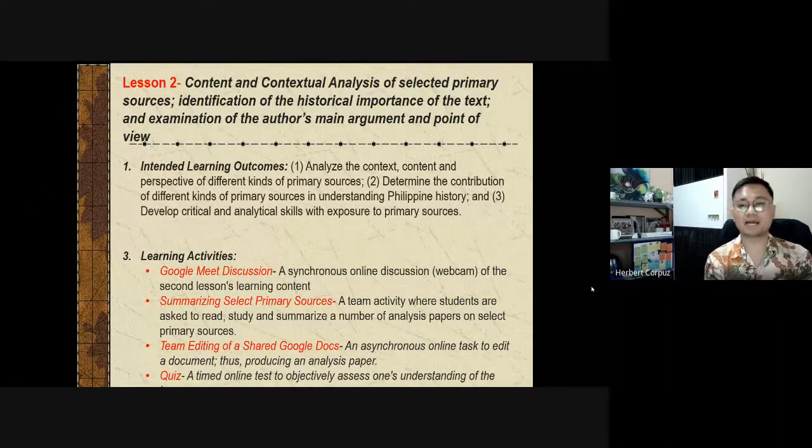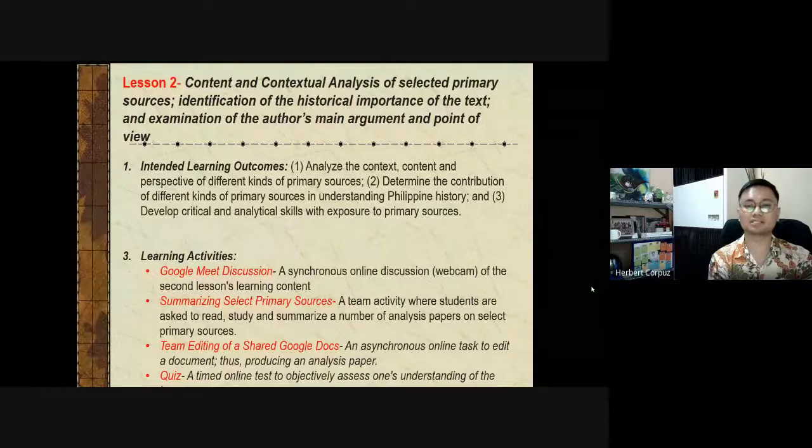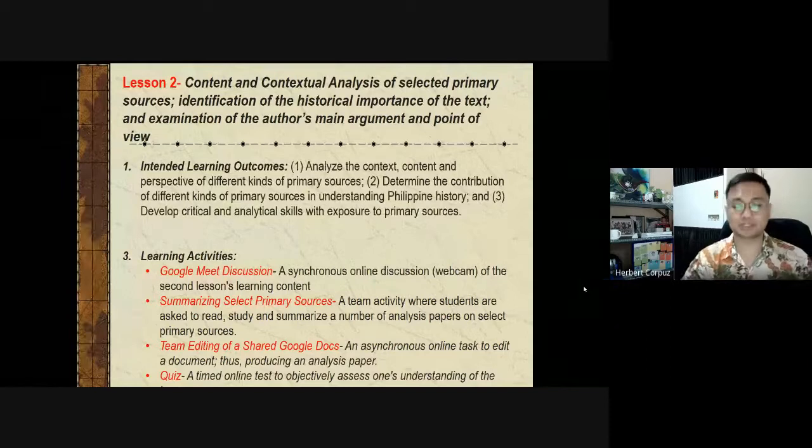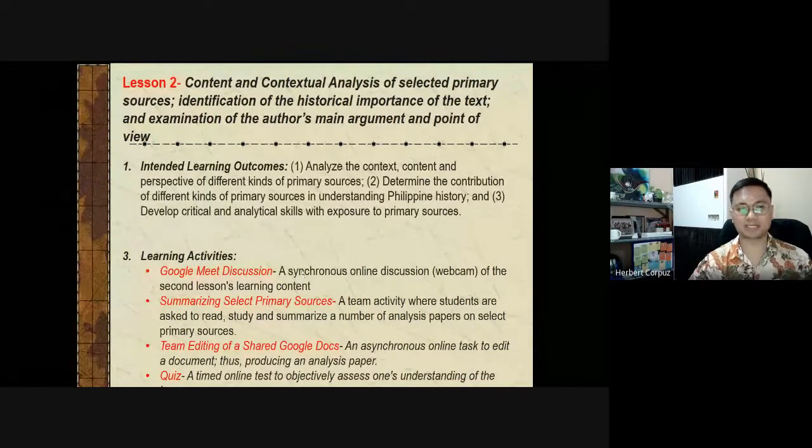Then the second learning outcome is for you to determine the contribution of the different kinds of primary sources in understanding the grand narrative of Philippine history. And the last one is to develop critical and analytical skills with exposure to primary sources. So these are the intended learning outcomes for lesson two.